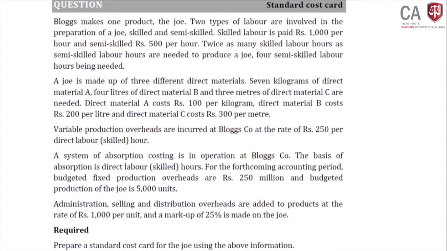A joy is made up of 3 different direct materials, 7 kilograms of material A. Material A 7 kg and 4 liters of material B. Material B 4 liters, right? And direct material C, 3 meters of direct material C. C 3 meters. Right? 3 meters of that.